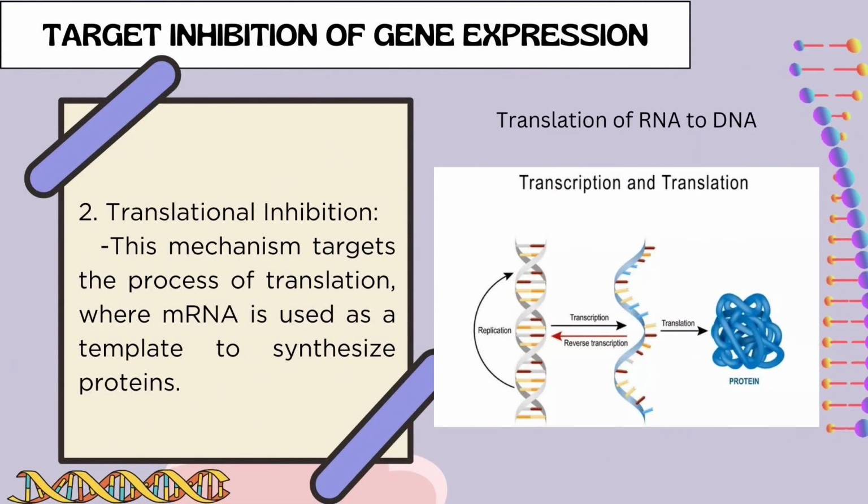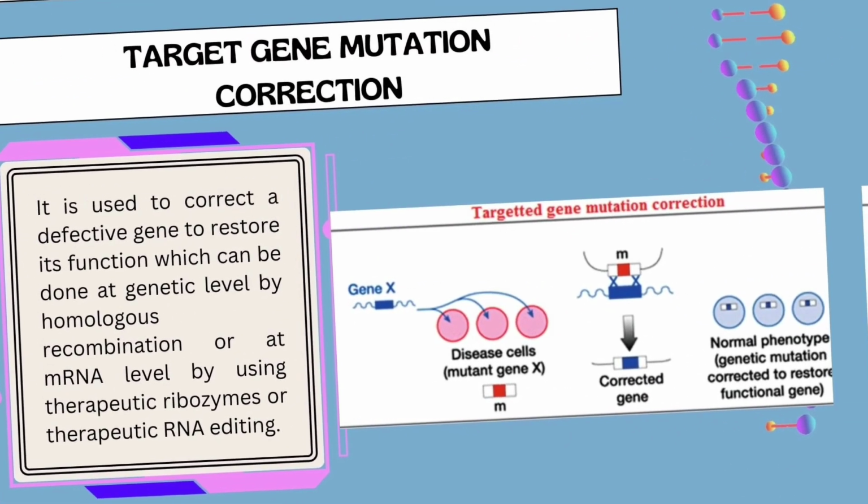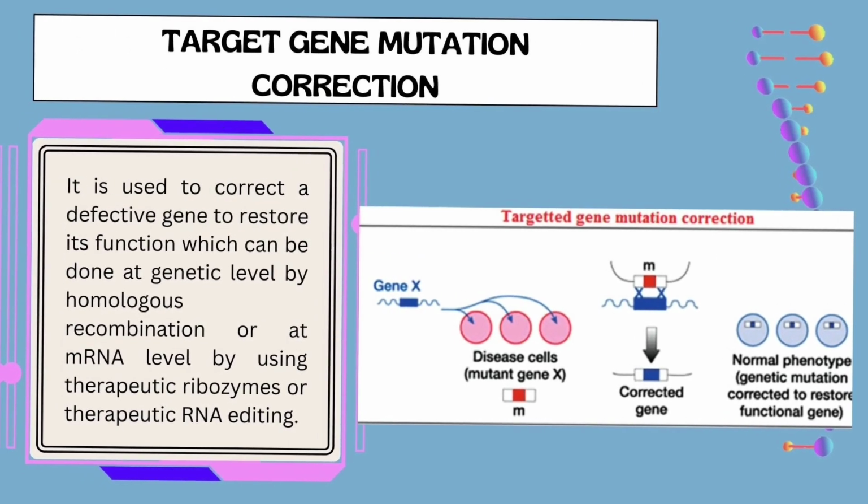Number 2, translational inhibition. Translational inhibition is the process that stops or slows down the production of proteins from messenger RNA or mRNA. This is a crucial regulatory mechanism in cells as it allows for control over the amount of specific proteins being made.